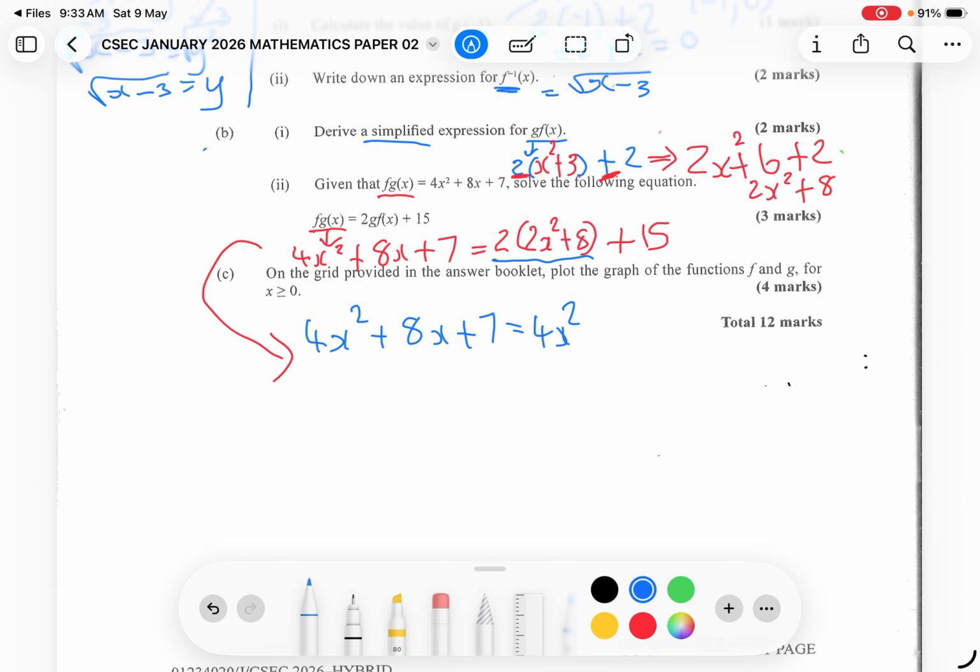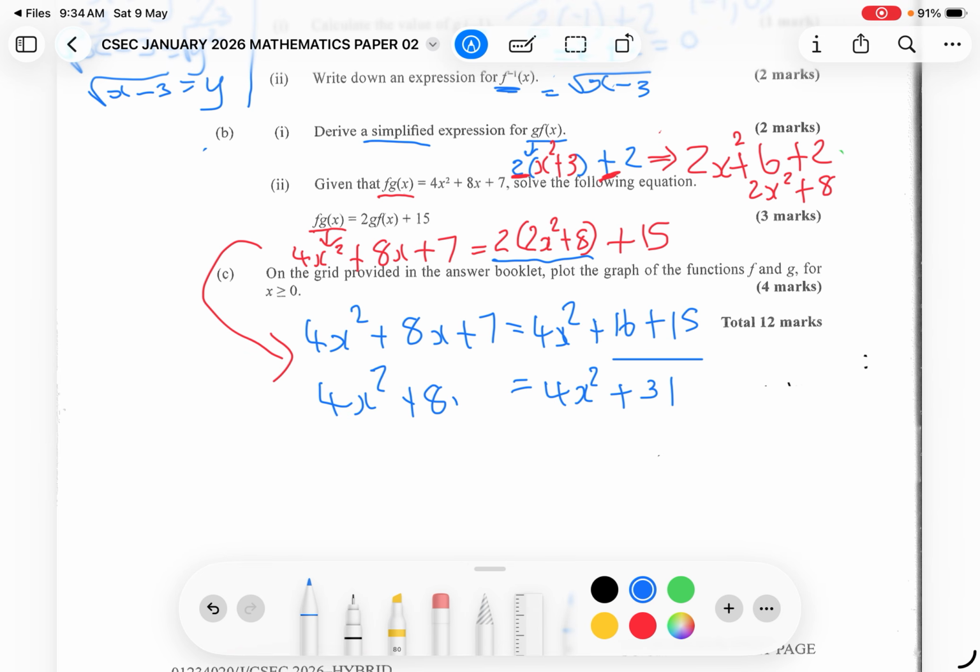2 times 2x squared will give me 4x squared. Plus 2 times 8 will give me 16. Plus the 15 that's on the outside. Now this side can be simplified a little bit further because those are constants. They can be added. So we will add those to become 31. Now what's my next step?